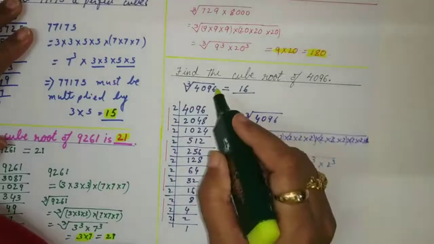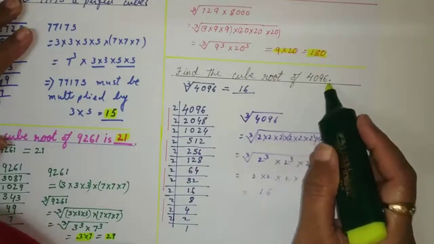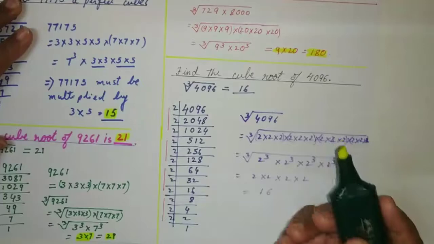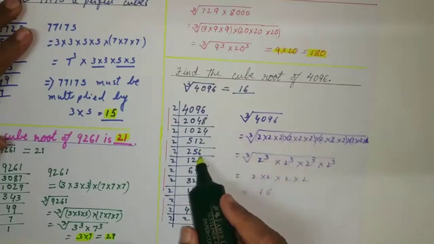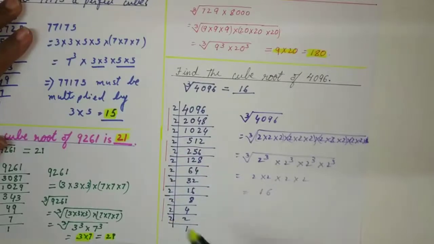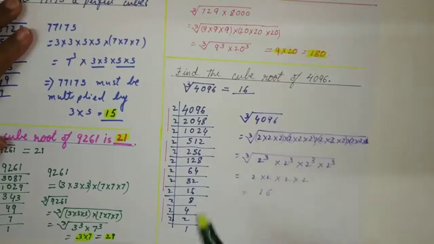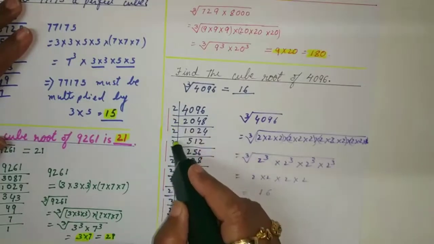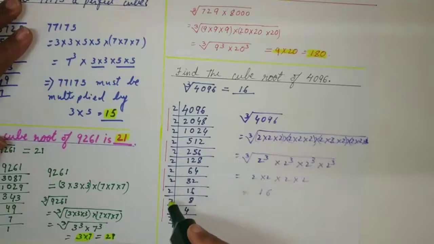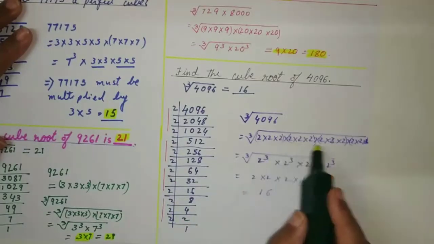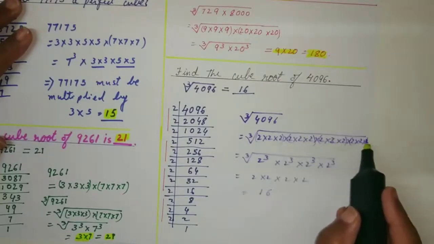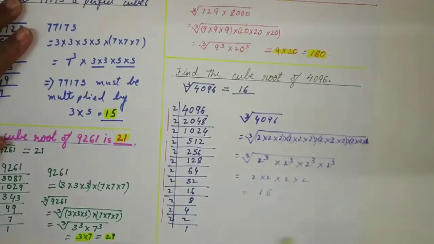Okay, so the next question is find the cube root of 4096. So prime factorization method: I have tried with 2, and every time I saw all even numbers, so till the end I have done with 2. So here I have to count the number of 2's because too many are there. Don't make a mistake. 1, 2, 3, 4, 5, 6, 7, 8, 9, 10, 11, 12. 12 2's are there.